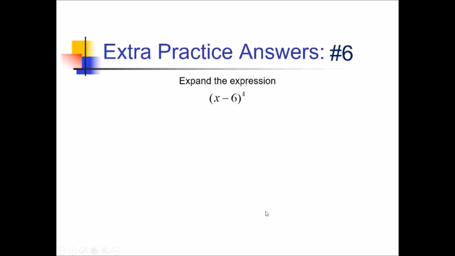So there we are. On this problem, I'm trying to expand (x - 6) to the 4th power, so I'm going to use Pascal's triangle down to level 4 to get the shortcut formula for this. So here's level 0, level 1. Level 2 is going to be 1, 2, 1. At level 3, I've got 1, 3, 3, 1. And at level 4, I have 1, 4, 6, 4, 1.